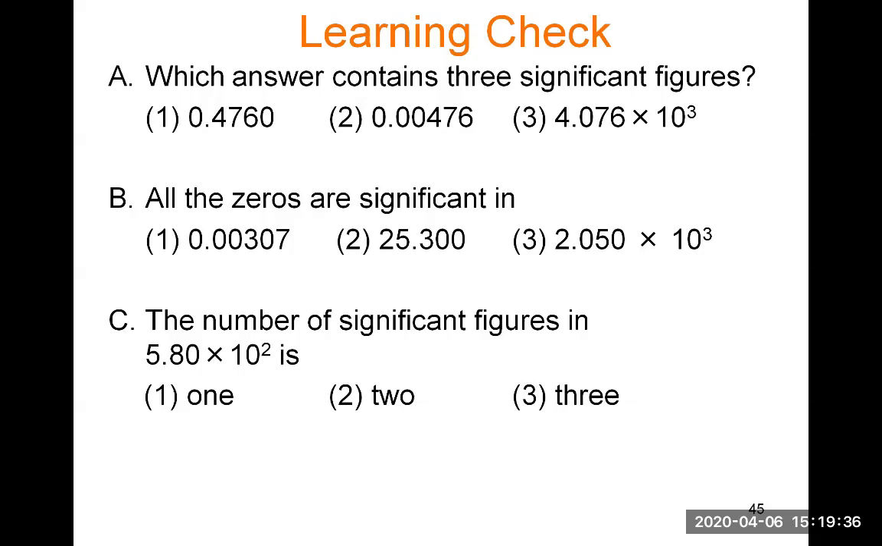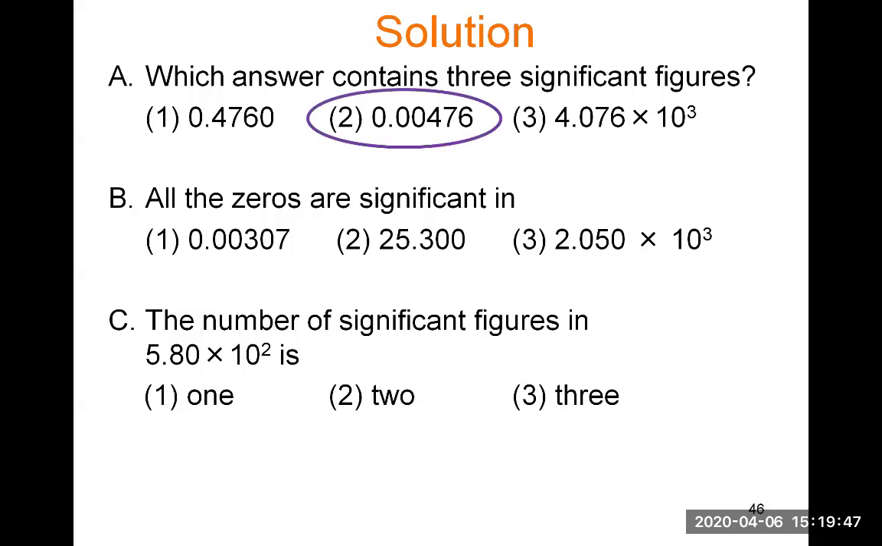So first question A, which answer contains 3 significant figures? Here there is only one solution, and that solution is number 2. In that number, if you look, starting from the left, you do not count those zeros. Those zeros are not significant. Those zeros to the left only show you where the decimal point is. They have no other function than that. And then you start counting significant figures from the 4, 7, and 6. So that's 3 significant figures.